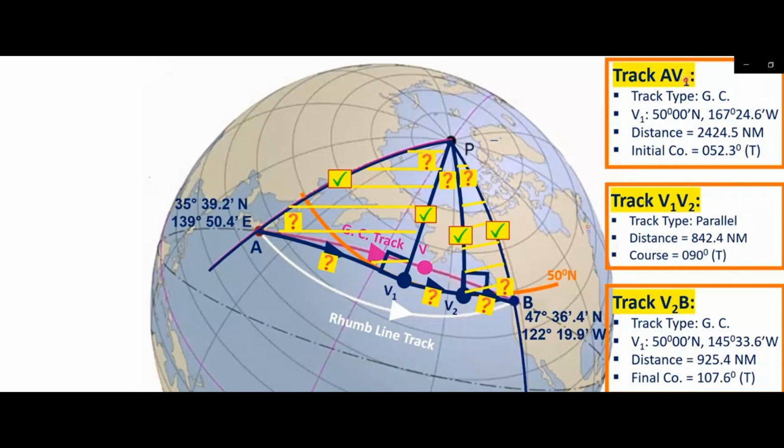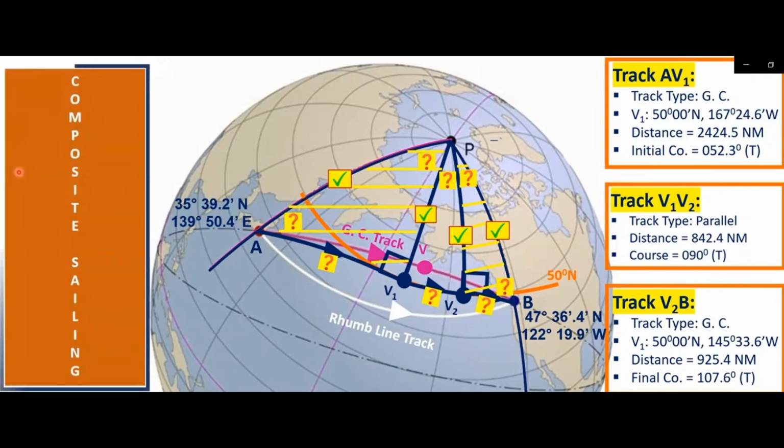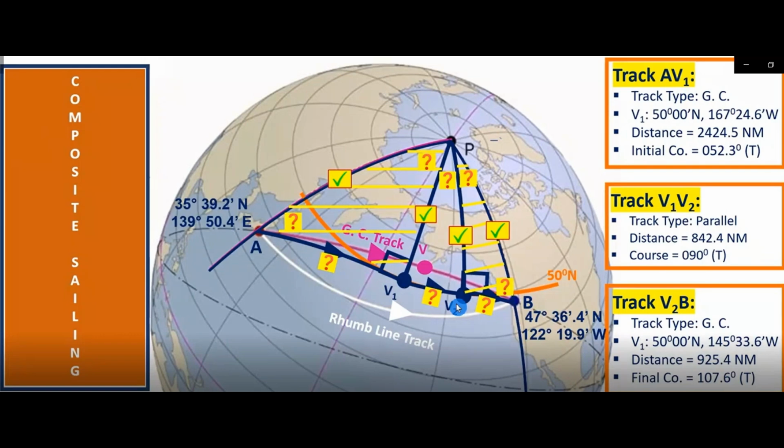So we have all the three tracks then solved out here. And this sort of sailing wherein we use a combination of more than one sailing is called composite sailing. And in this case, the composite sailing involves great circle sailing plus the parallel sailing. So now beta, have a good look at this diagram and let me know if there are any doubts in your mind.